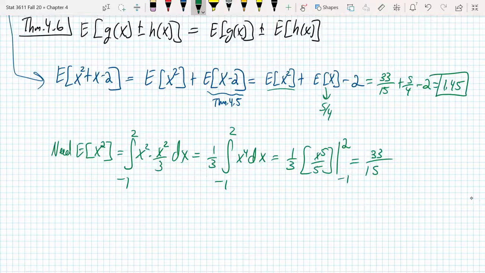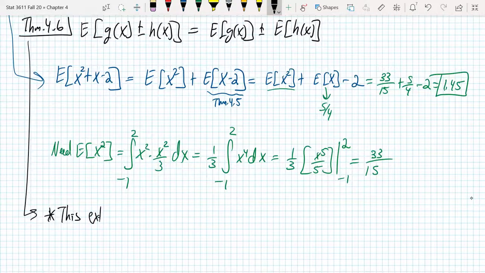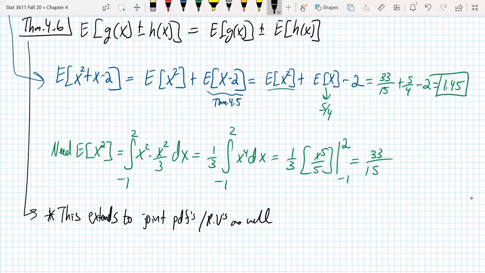1.45. Okay, kind of nice there. A few things worth mentioning about Theorem 4.6 is that this extends to joint PDFs or random variables as well. I'm not going to go over every possible orientation of this, but I just want to mention this extends to joint PDFs and random variables as well. If you want to see that in detail, check out Theorem 4.7 in the text.